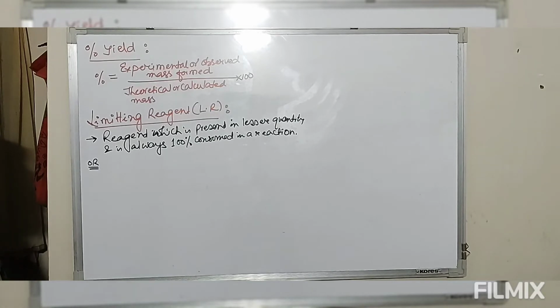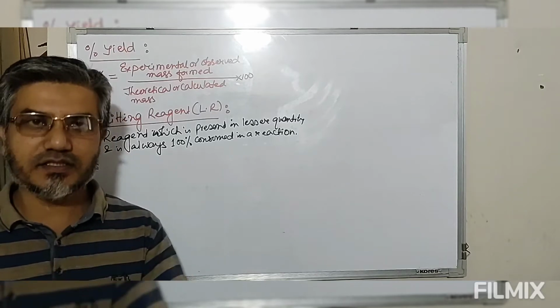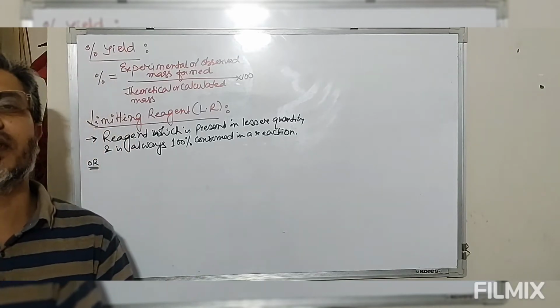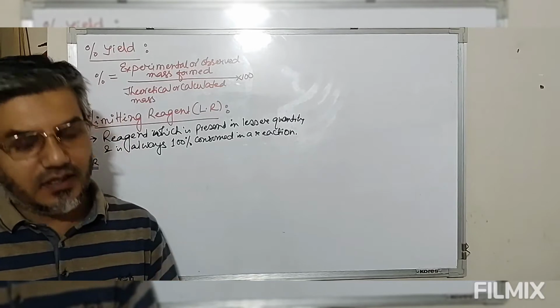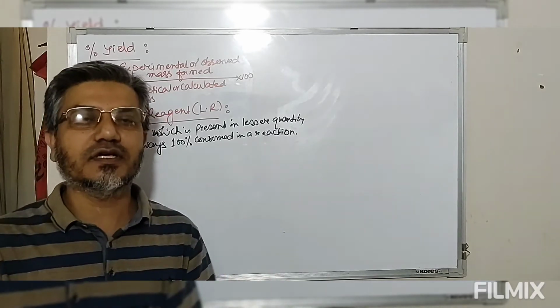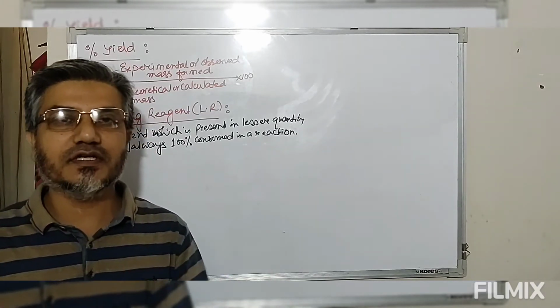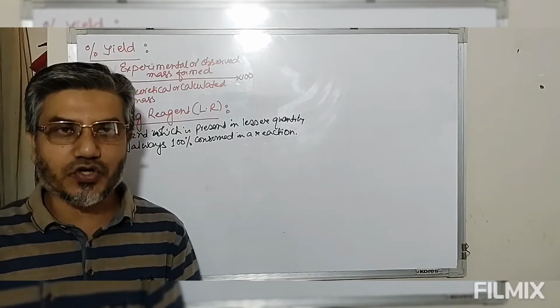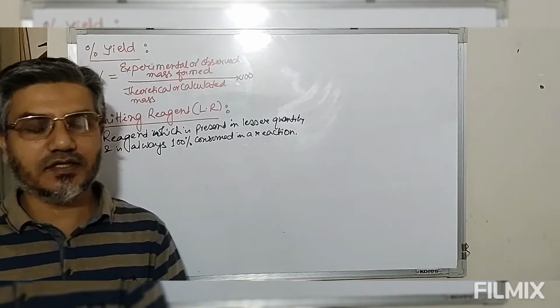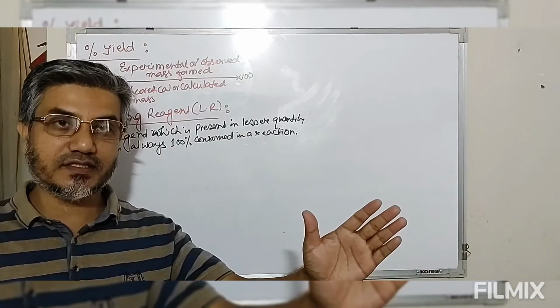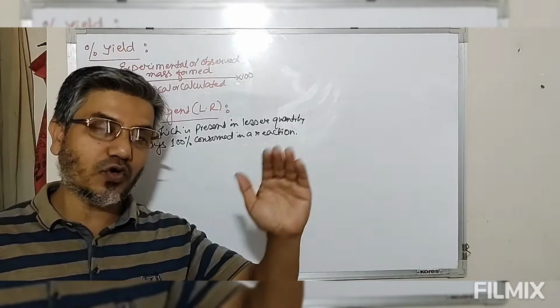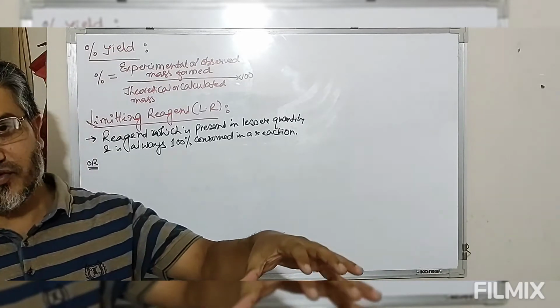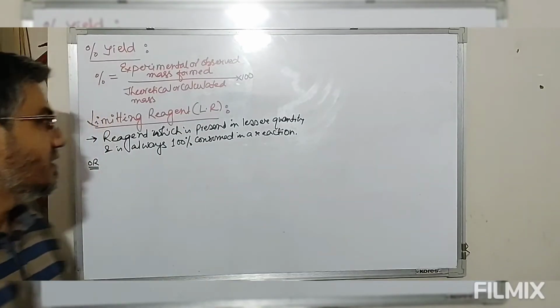Then we have another definition. Once one of the reagents is 100% consumed, the reaction will stop. The reaction will continue as long as both the reagents are present in the reaction. If one of the reagents is totally consumed, then no further reaction will take place, meaning the reaction will stop. So that particular reagent which controls the reaction, meaning which controls or limits the amount of product formation, is also known as the limiting reagent.